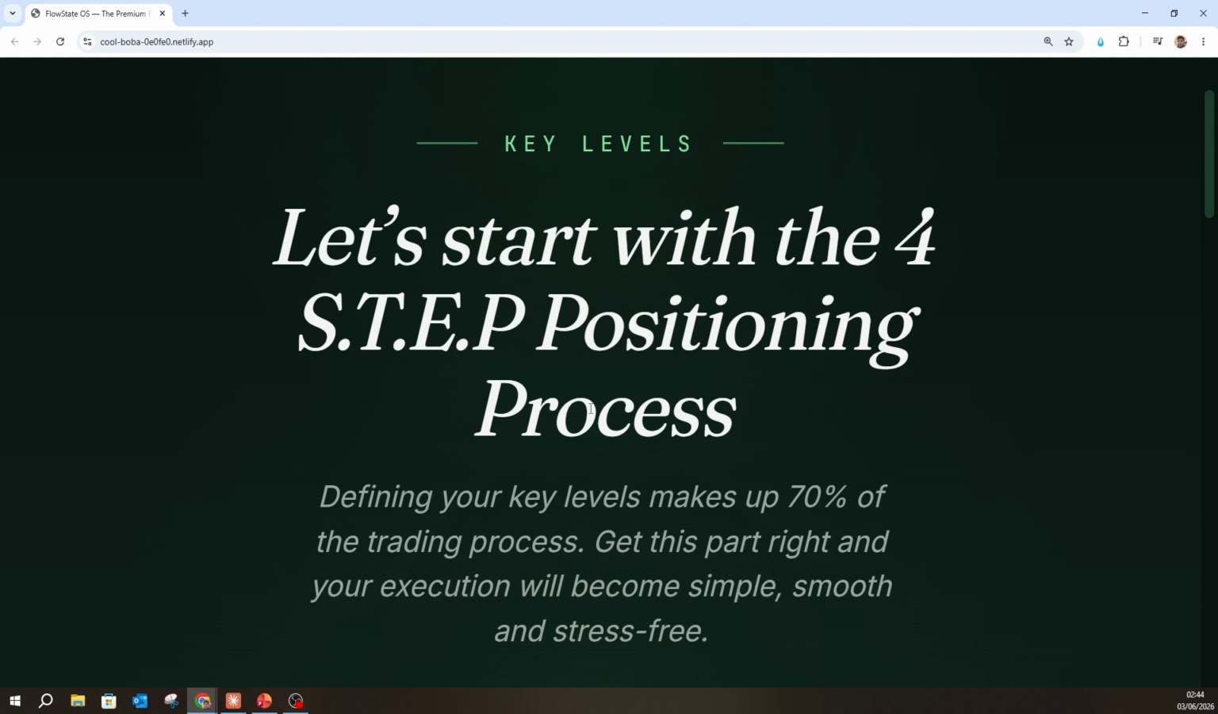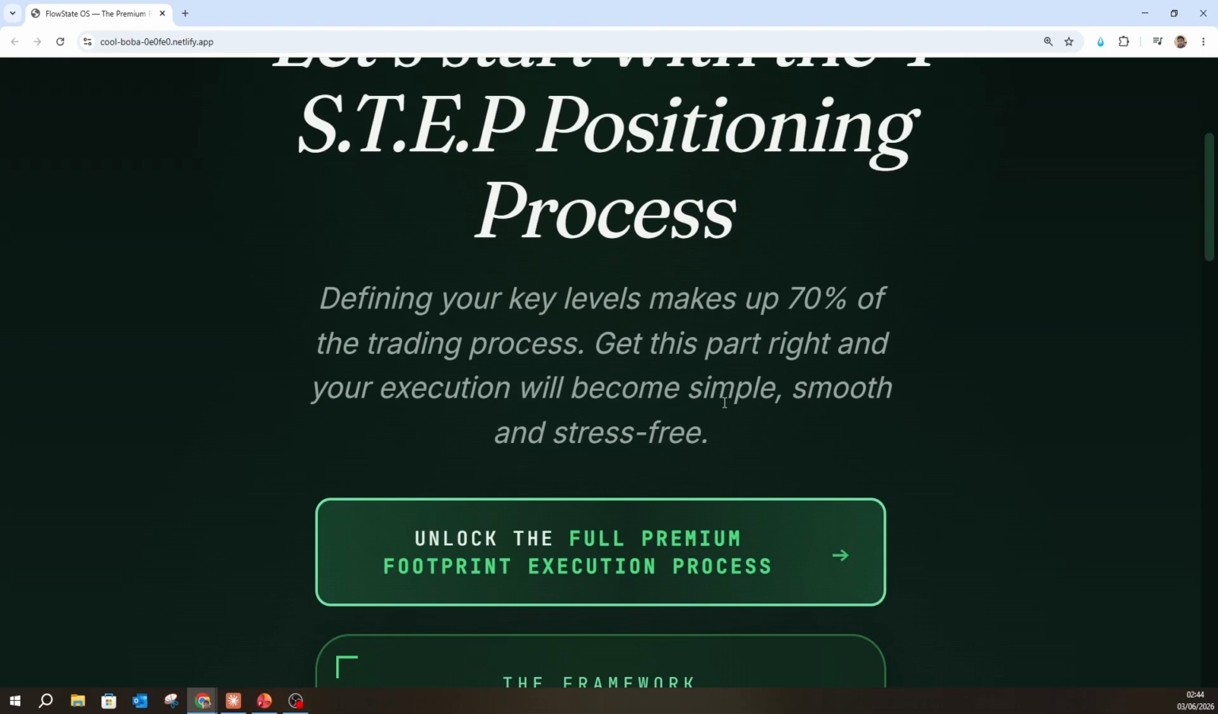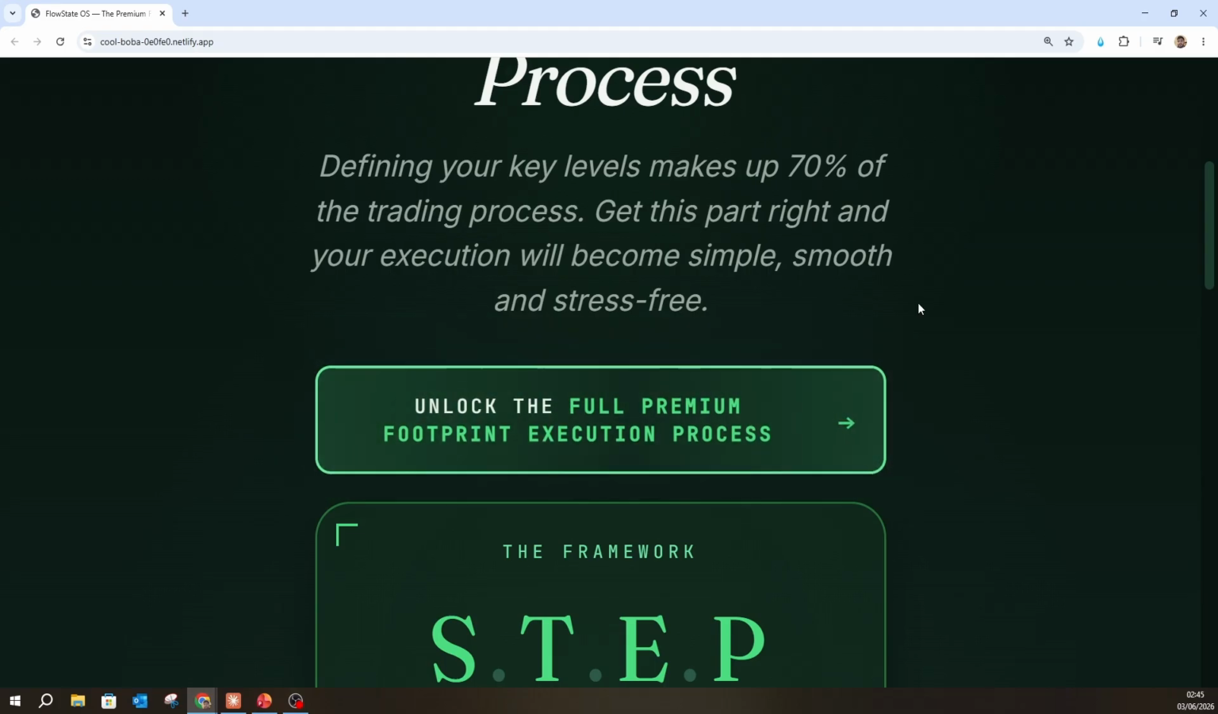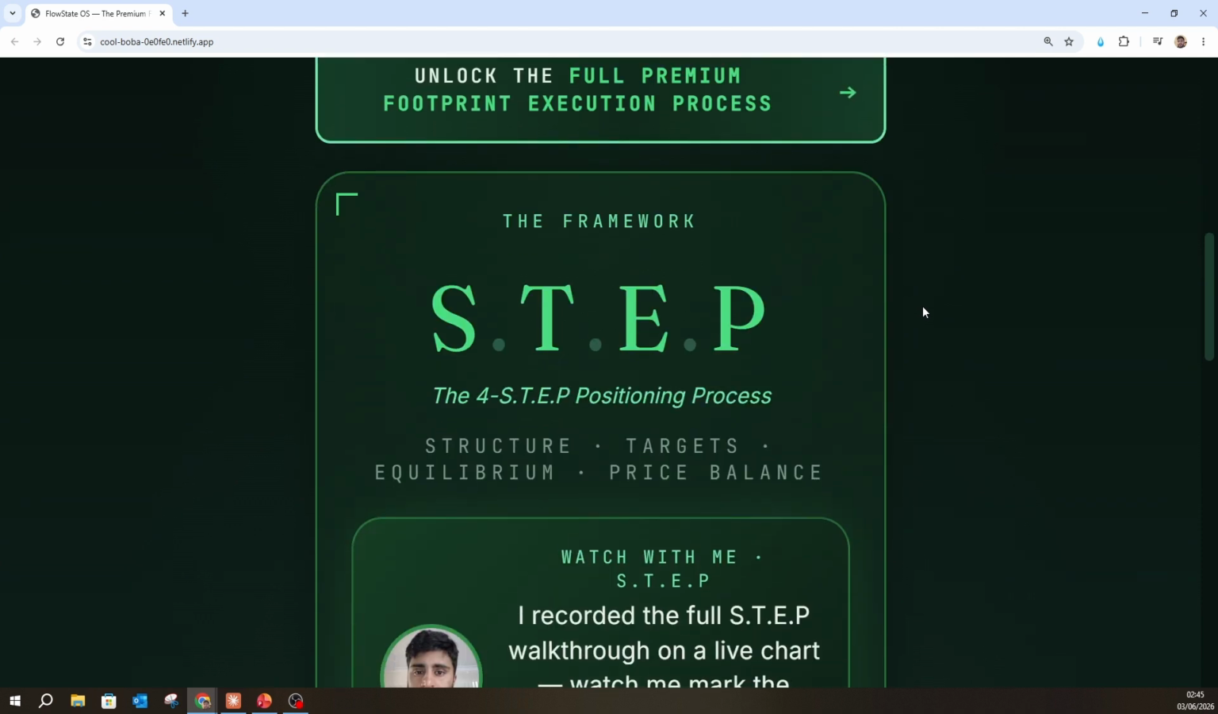Strike rates. If you know where the right key level is, you're 70% of the work is done. So if you're struggling with any kind of breaking your rules, emotion, overtrading, regulating any kind of emotional barriers, the FlowState OS app will do that. And it comes down to finding key levels. Defining key levels makes up 70% of your trading process. Get this part right, and your execution will become simple, smooth, and stress-free. And this is exactly what we're looking for.